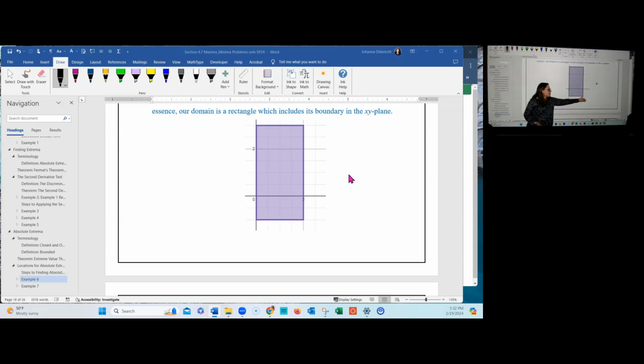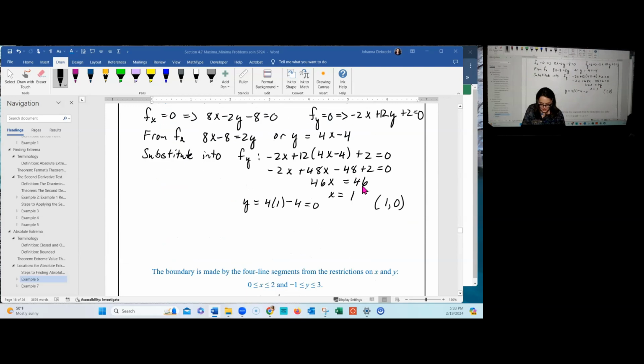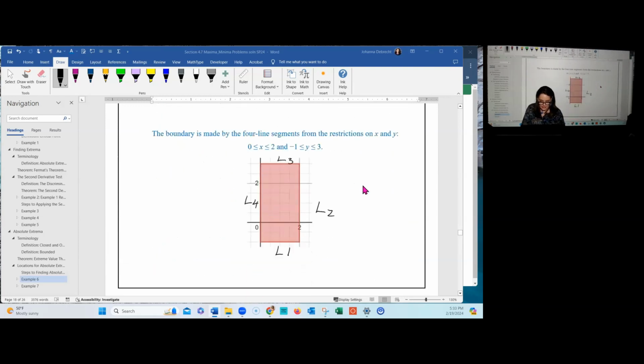Let's talk about ways to parameterize these lines. One of the ways that we can parameterize the lines is simply to label them, as I did. I called them L1 for the lower horizontal, and then moving counterclockwise, L2 for the right, L3 for the top, and L4 for the left. Line 1, line 2, line 3, line 4.